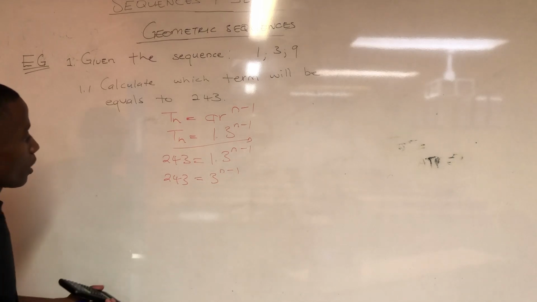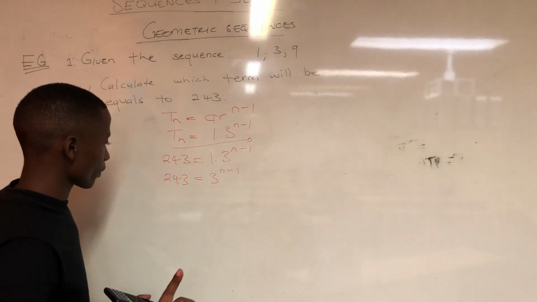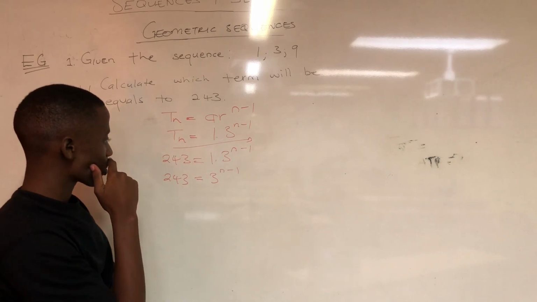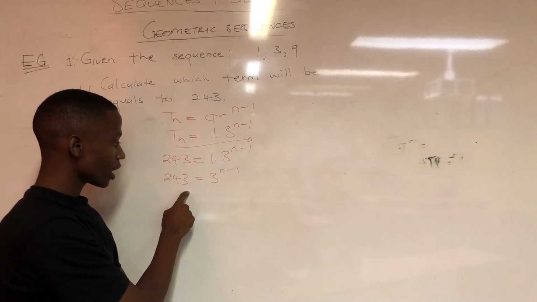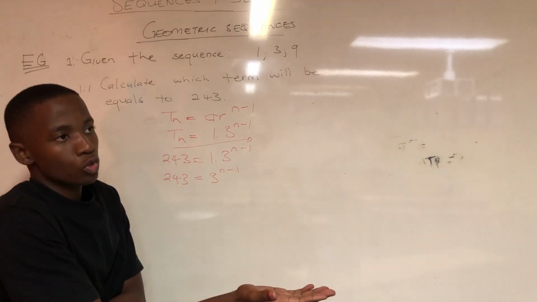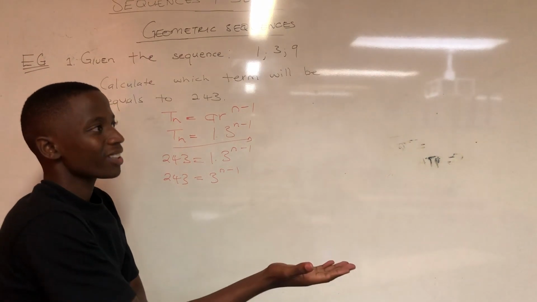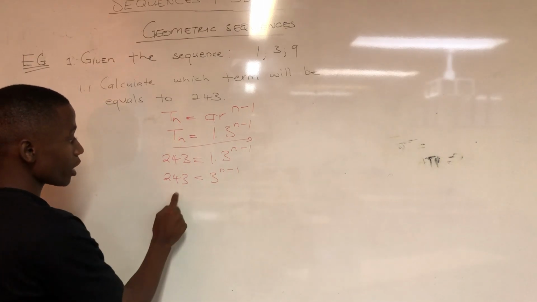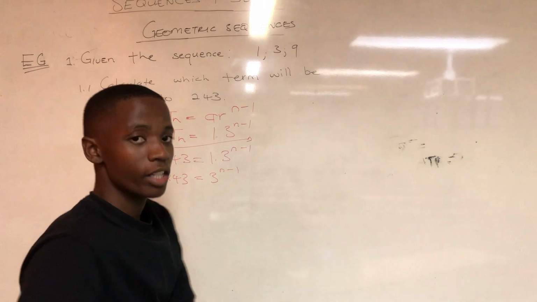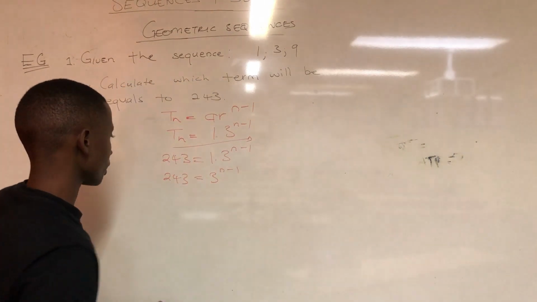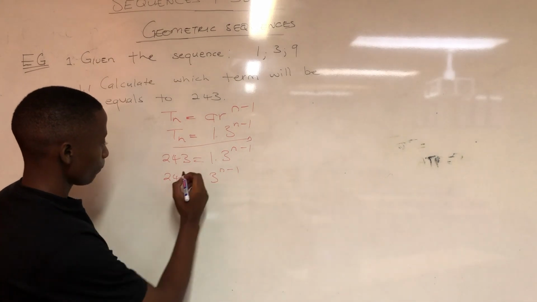Alright, now, one thing that you have to do is to change 243 to be a base of 3 and an exponent, so the base must be 3 to the power of something. Okay? Yes. So that you can equate the two so that you can move forward. Remember the exponential skills. Okay. Look.